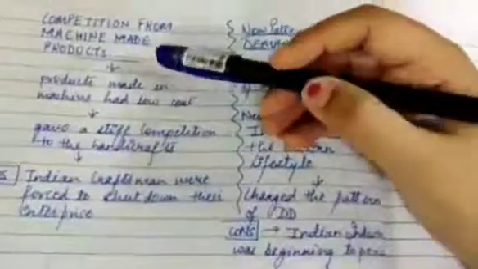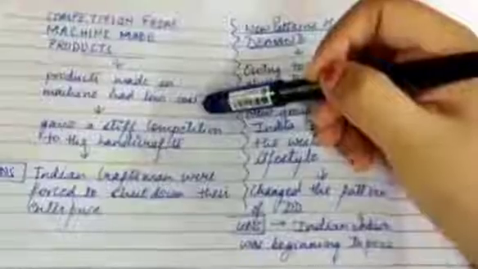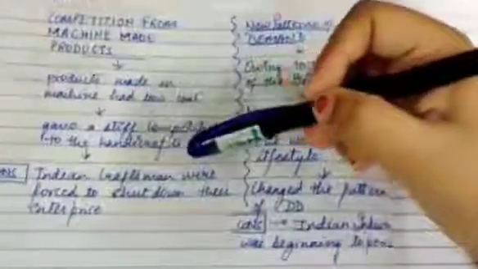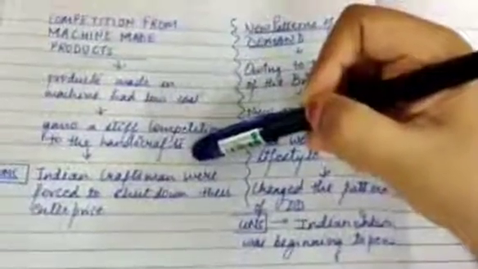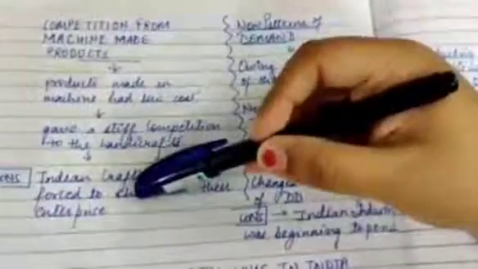Proceeding on with competition from machine-made products. The products which were made with the help of machines had a lower cost of production, which gave stiff competition to the Indian handicrafts. The consequence was that Indian craftsmen were forced to shut down their enterprises.